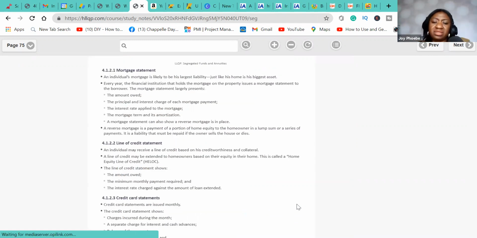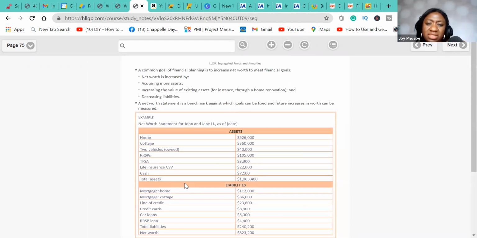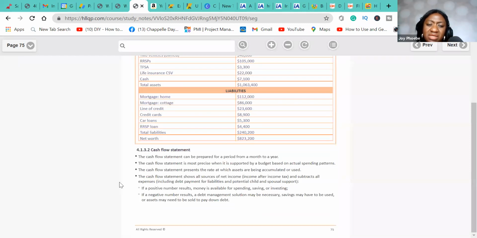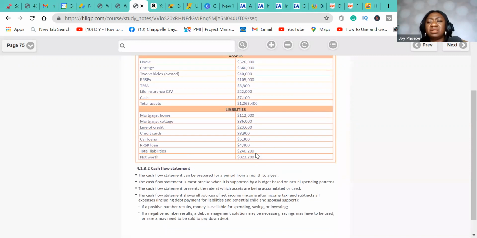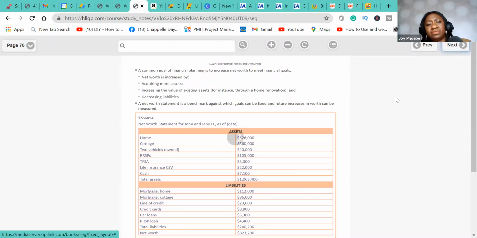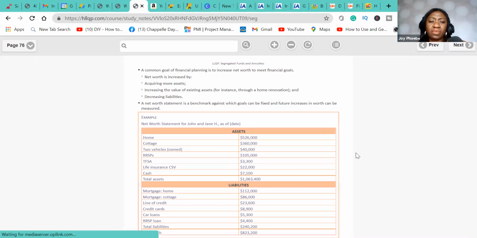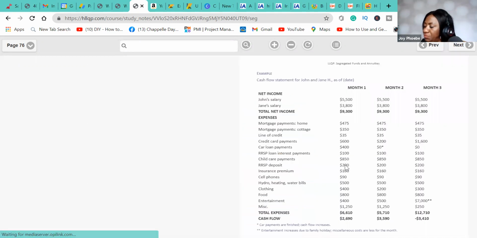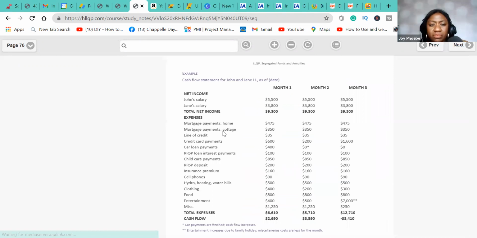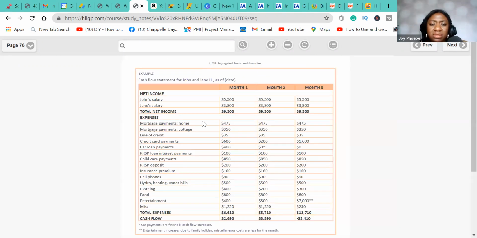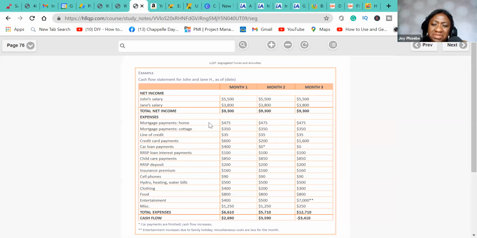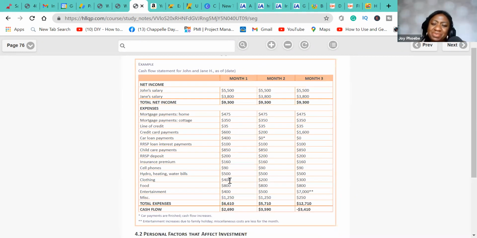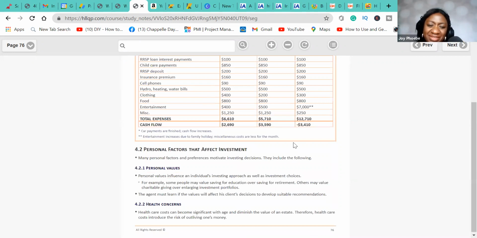And we can see that in this example. This is an example of a net worth statement. So you look at all the assets, you look at all the liabilities, right? And then this, like a cash flow statement, arrives at the net worth. Example of a cash flow statement, okay? This is like expenses, and all that stuff.